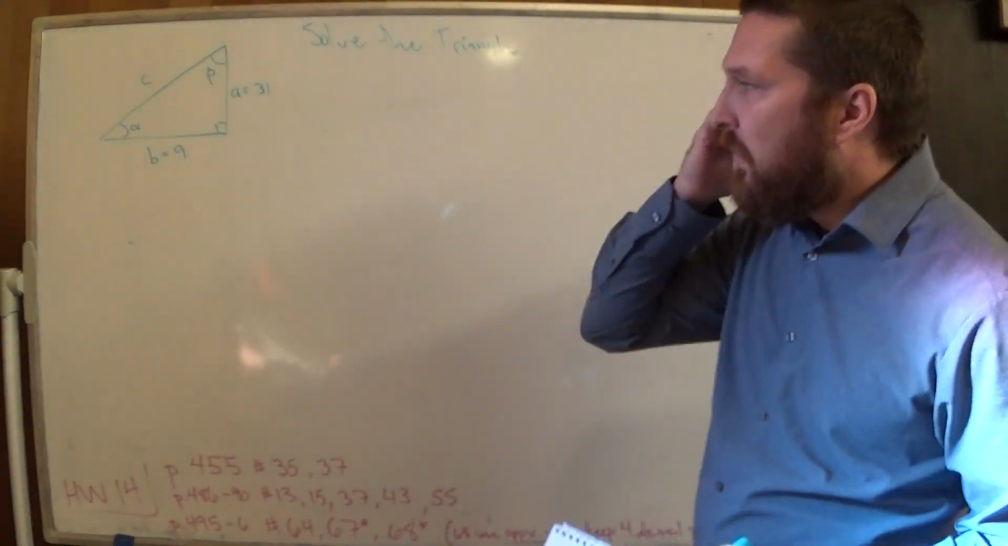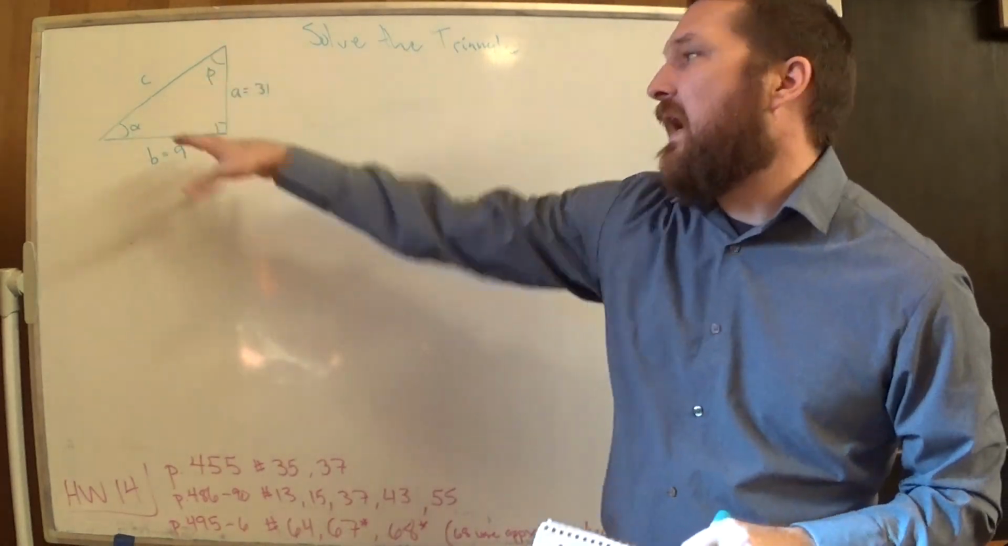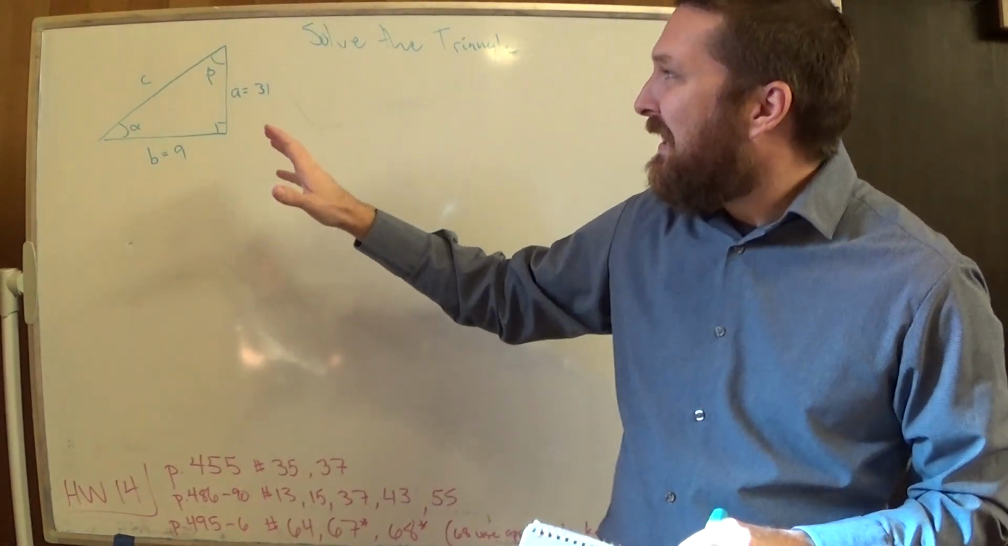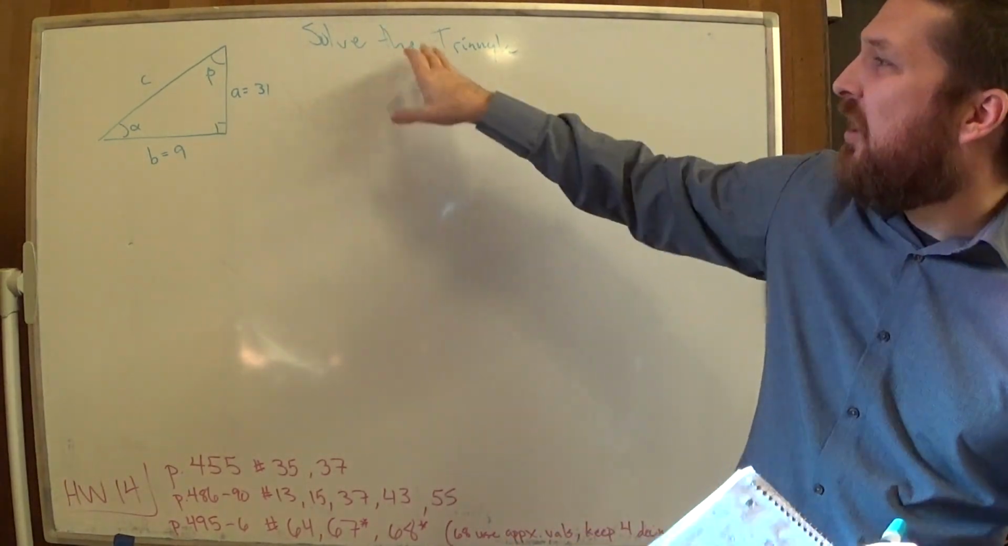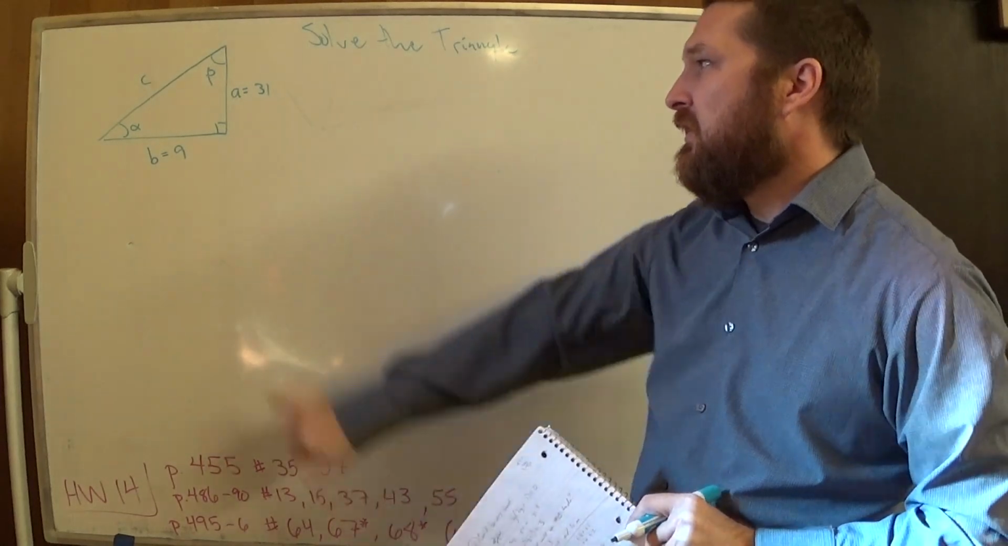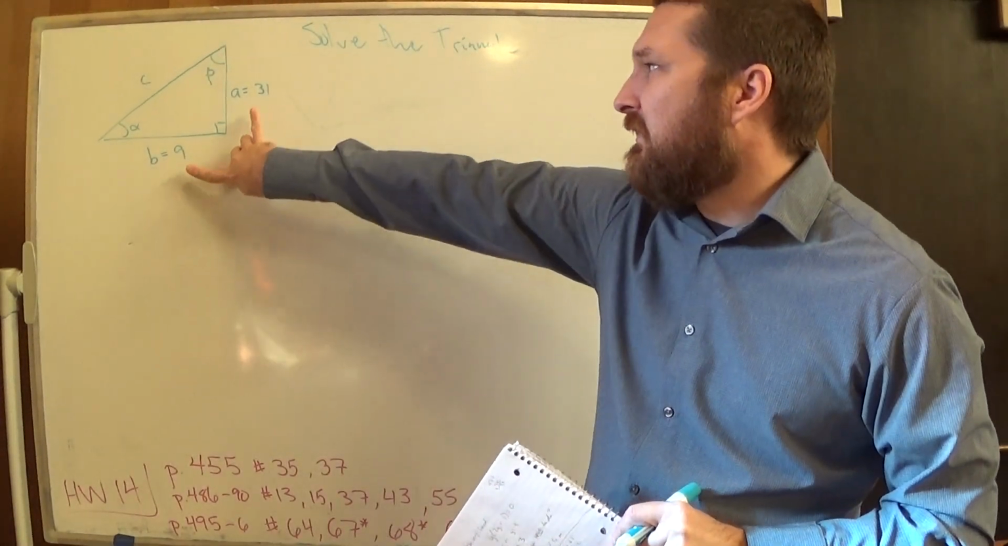For every triangle, we have 3 angles, 3 sides. You should have known that for years now, right? Every triangle has 3 angles, 3 sides. To solve it means to find all of them, given some initial bits. You're given that that's 90, and you're given that.